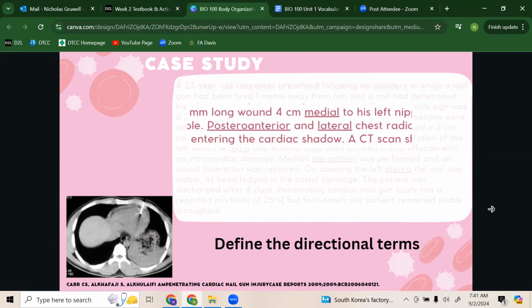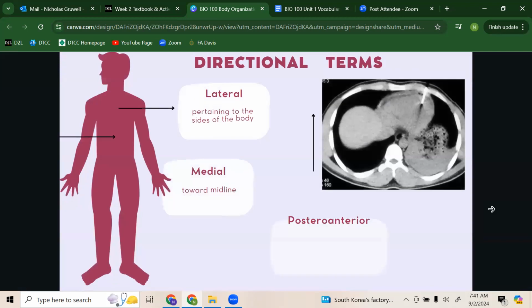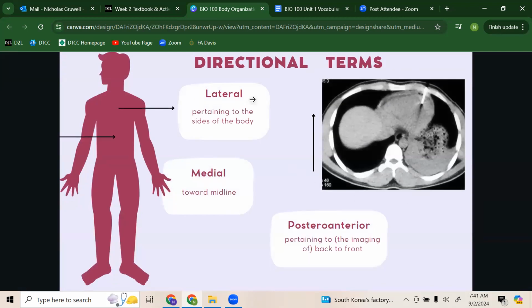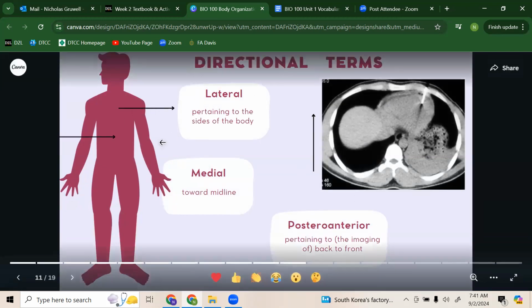Okay, these are a few of the directional terms that showed up in our case study today. So take a quick second and define these. Okay, lateral, we're going to the side of the body. Medial is going to be towards the midline.